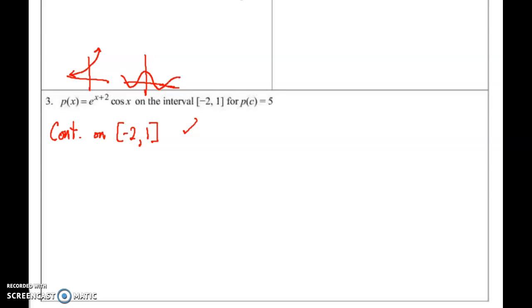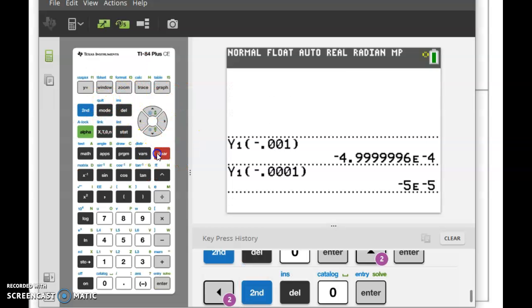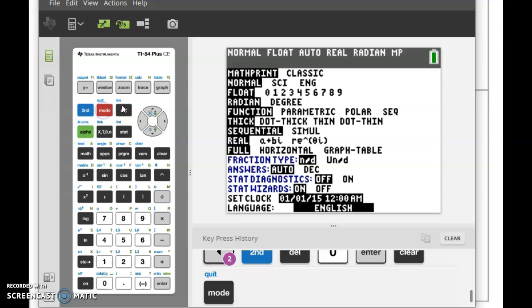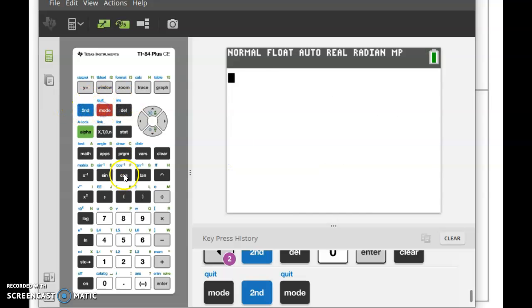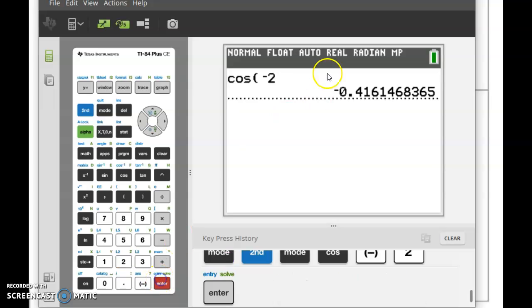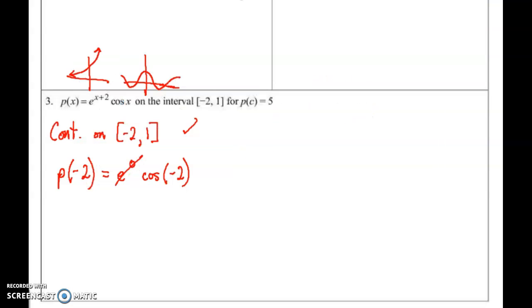So the next thing that you would want to do is figure out what p of -2 is. All right, so p of -2 is plugging in -2 in for both those x's, so we're looking at e to the 0 power times cosine of -2. Now e to the 0 power I expect you to know is 1, but cosine of -2 is not an exact value on the unit circle. You can actually see the last thing I wrote out. Make sure you're in radians, by the way. We are. So cosine of -2 is this, -0.416.